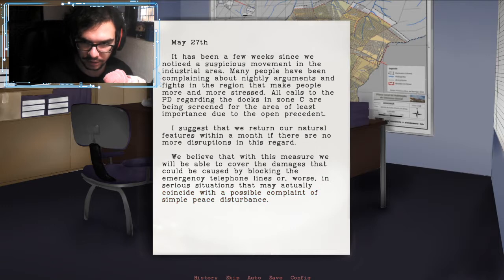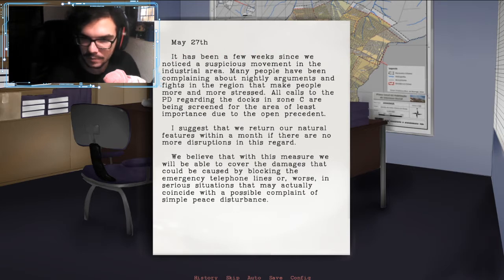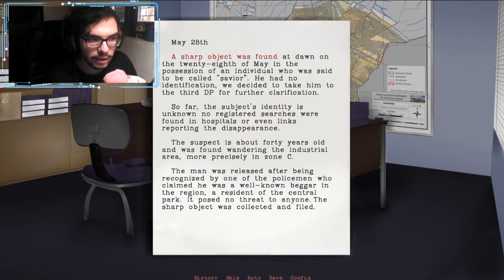Now the sharp object is definitely connected because of that one specific sentence. There's a place with little or no witnesses, blows from a sharp object in extreme cruelty. So the sharp object would definitely be something. Of May. Okay, so the sharp object is definitely something that I probably should click. I don't know about these though, because they're just going like, or worse, a serious situation that may actually coincide with possible. Okay, I'm not going to click anything in the 27th yet. I'm going to, however, click the sharp object because that's just straight up there. They're talking about the sharp object that was found later on May 28th.